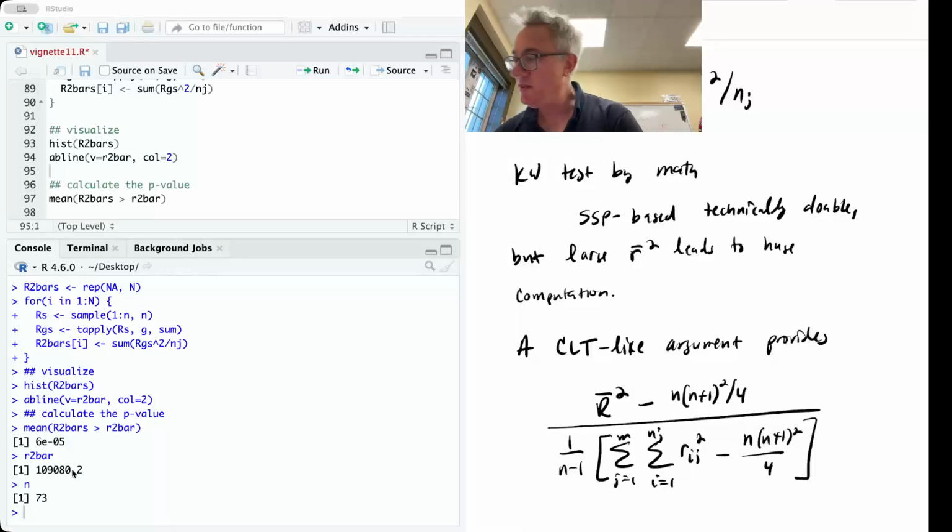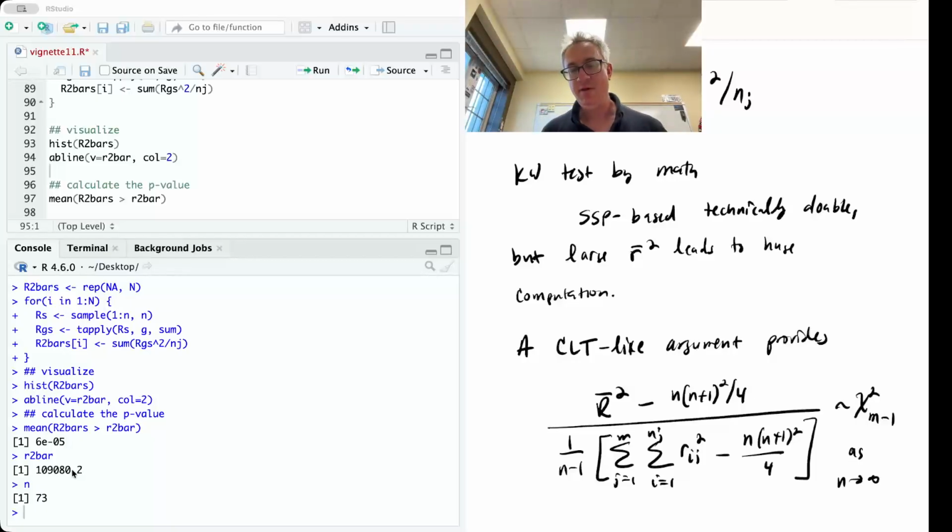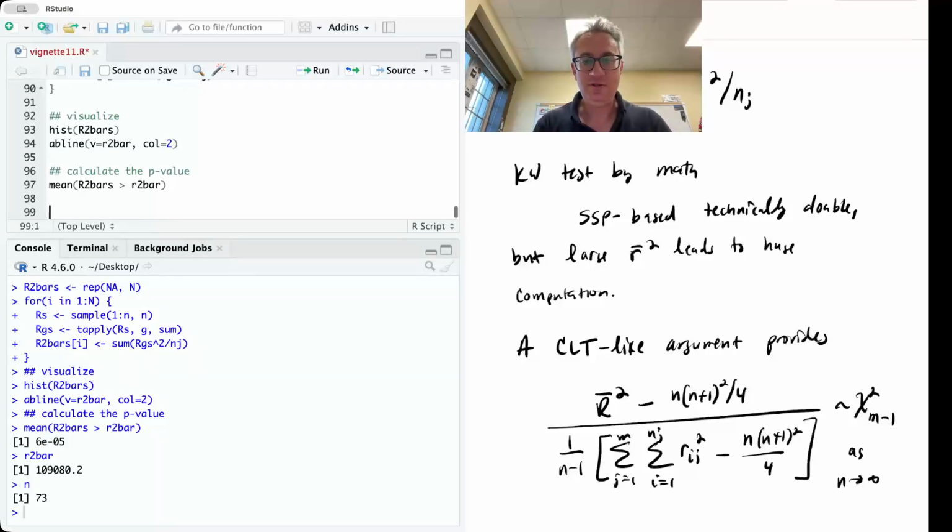And then putting that all together, you can show that this has a chi-squared distribution with m minus 1 degrees of freedom as n goes to infinity. So it's a central limit theorem. Central limit theorem is Gaussians, but we're working with squares here, and we know that squares of Gaussians are chi-squared. So that's what I mean by a central limit theorem-like approximation. So you can say the math way.